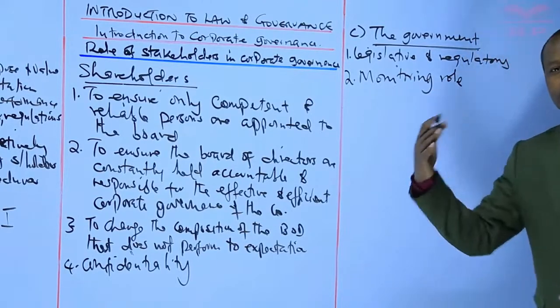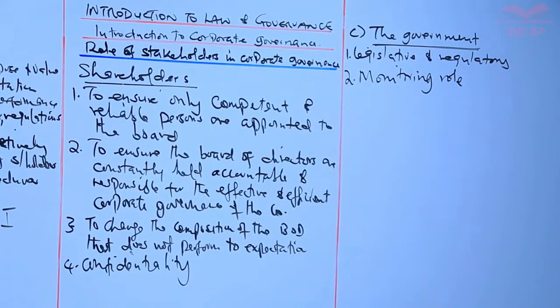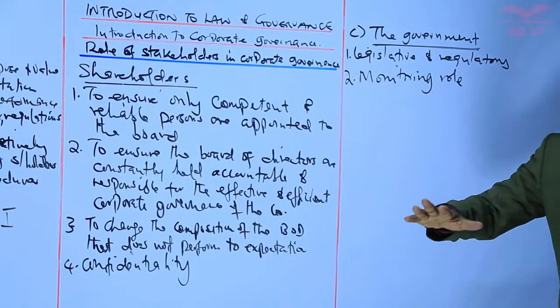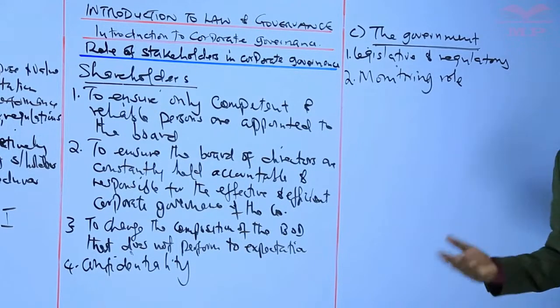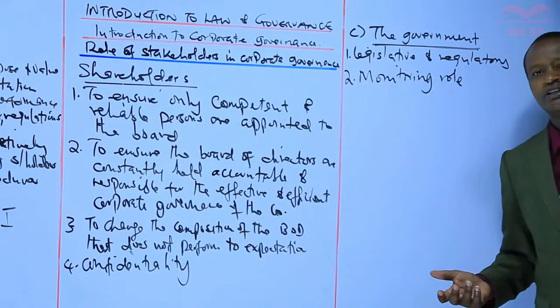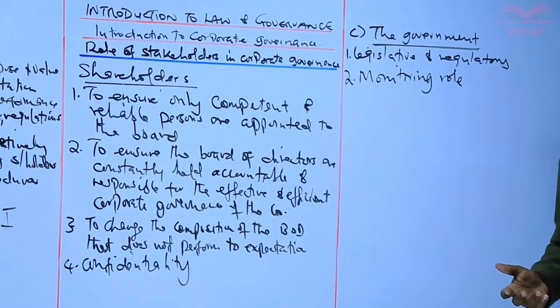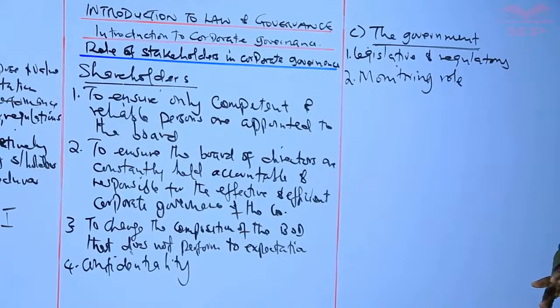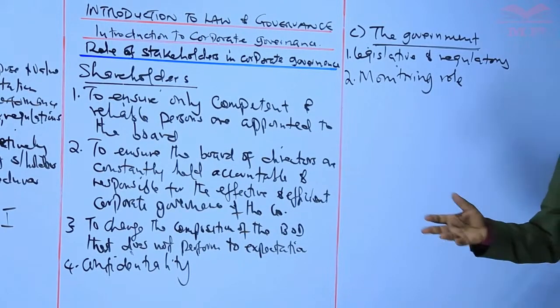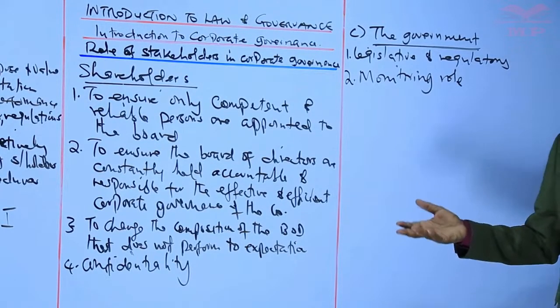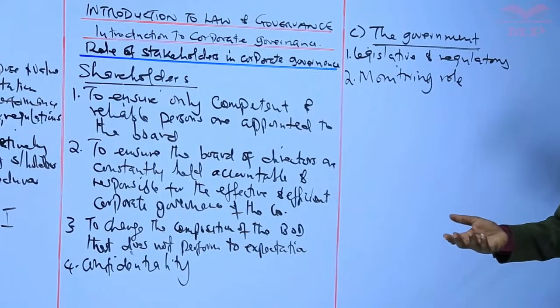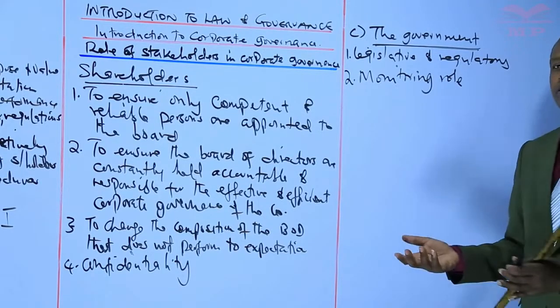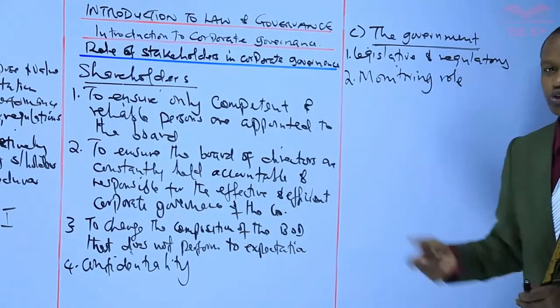Monitoring what? Monitoring. The government ensures that there is fair play in business through monitoring. How does that happen? The government oversees and monitors organizations such as the Securities Exchange Commission, the Stock Exchange, and other financial institutions.